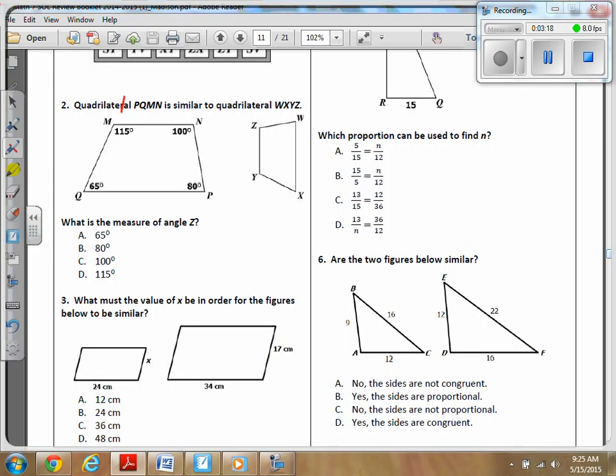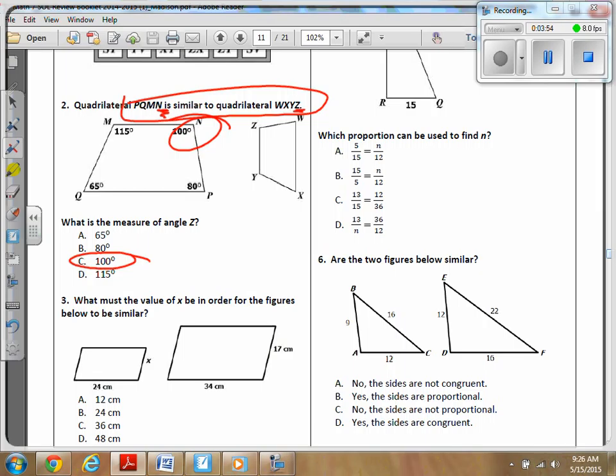Okay, first I'm going to look up here in my similarity statement. Z is the last letter. So what corresponds to Z? Z is the last letter, so what's the last letter in the other one? N. If we know that N is 100 degrees, then what does Z have to equal? 100 degrees. Remember, because the angles are the exact same measurement, they're congruent. The sides are proportional, they're not congruent.